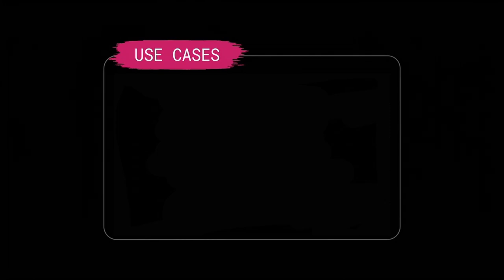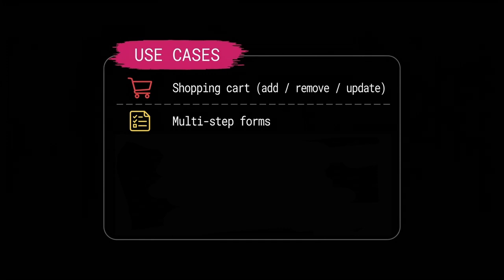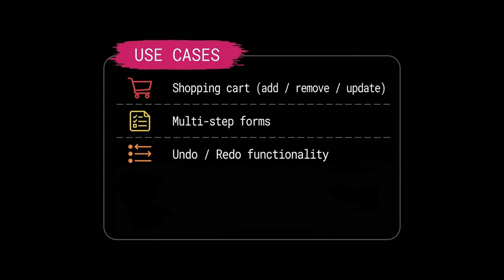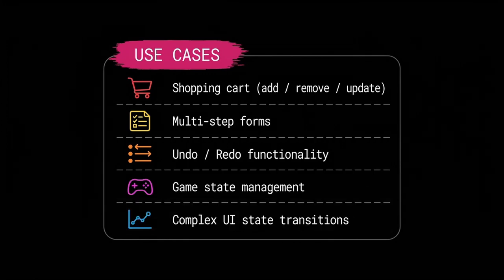Real-world use cases: e-commerce shopping carts, adding, removing, altering item counts, multi-step wizard forms with shared validation, undo and redo application features, global game state management, complex UI component state transitions. Pro tip: upgrade to useReducer the moment your state logic relies on multiple subvalues or when the next state depends heavily on what the previous state was doing.